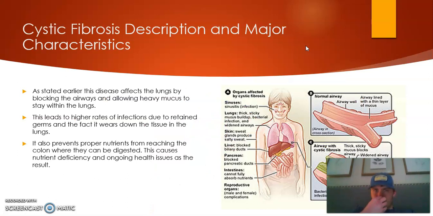Okay, so cystic fibrosis description and major characteristics. As stated earlier, this disease affects the lungs by blocking the airways and allowing heavy mucus to stay within the lungs. This leads to higher rates of infections due to retained germs and the fact that it wears down tissue in the lungs. It also prevents proper nutrients from reaching the colon where they can be digested. This causes nutrient deficiency and ongoing health issues as the result.